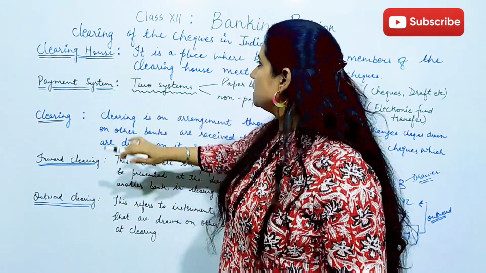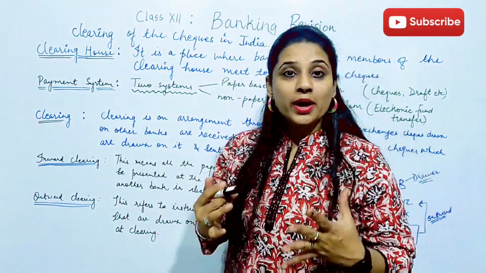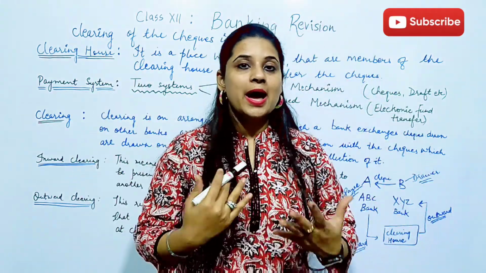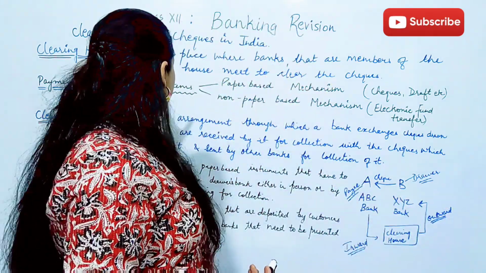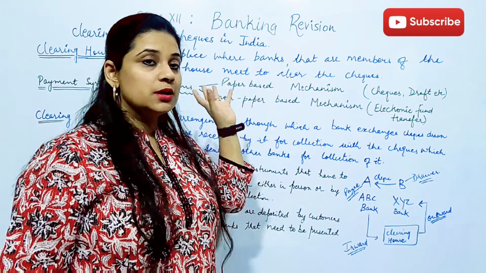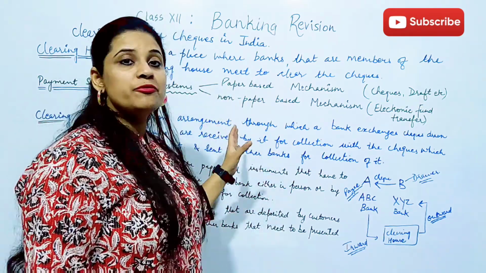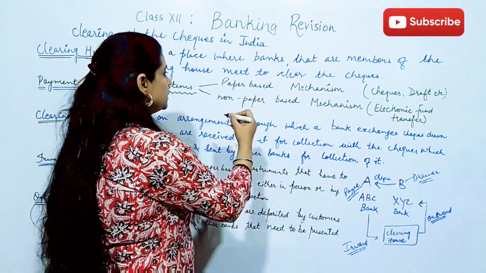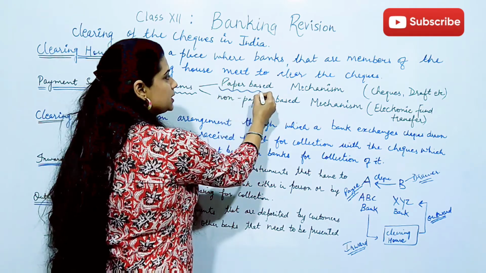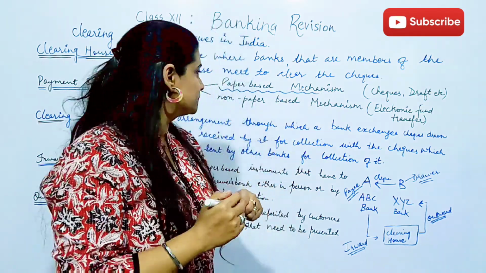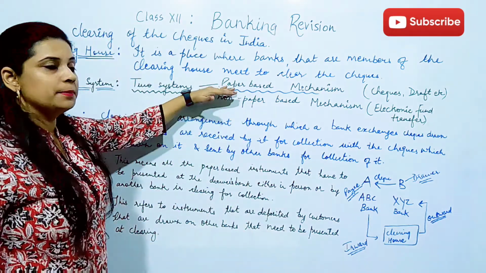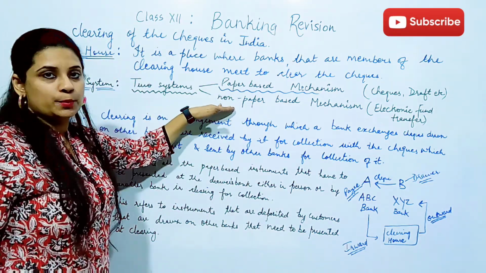So clearing house means it is a place where banks meet and exchange the check for clearing. Why actually is clearing being done? The main factor behind this is the paper based mechanism. There are two types of payment system. Number one is paper based and number two is non-paper based.